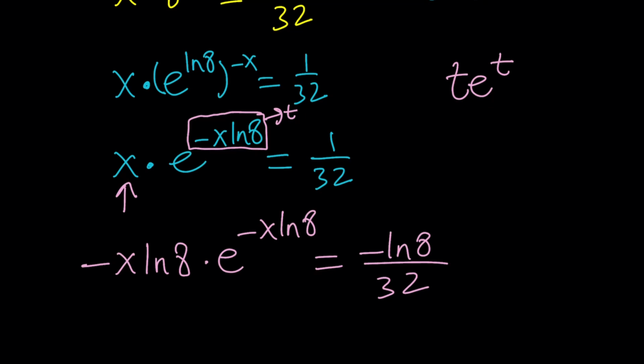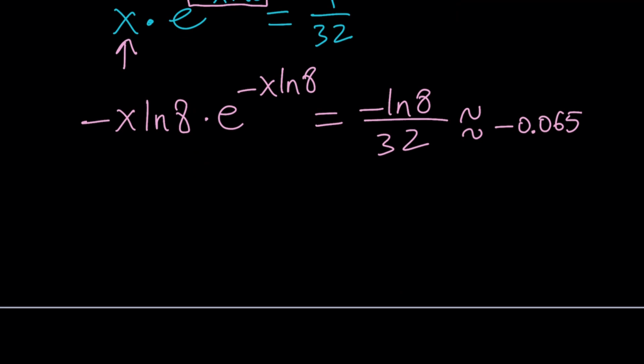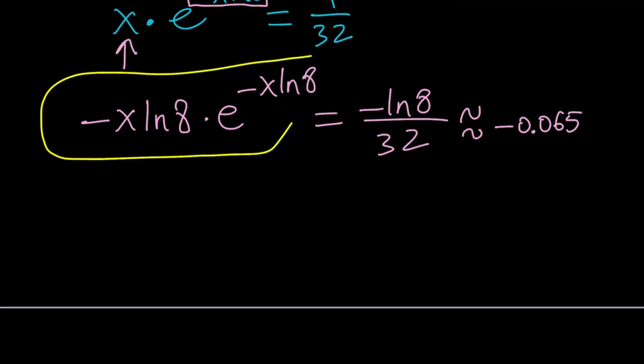Just to give you an idea what this number looks like, this is about negative 0.065. Now why is that value important? You'll see in a little bit. I'm going to compare it to another number and you'll see what I mean by that, okay? But here's what we're going to do. We're going to work the right hand side, because I got my t e to the t here, but I didn't get something like that on the right hand side. So we need to make it that way too.